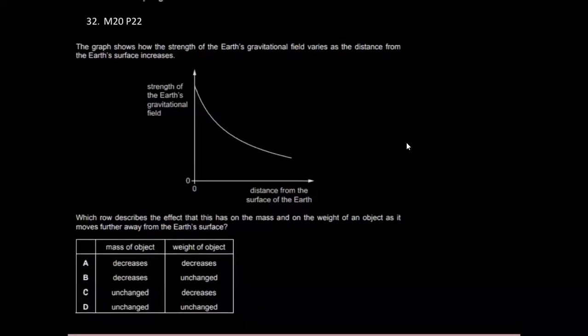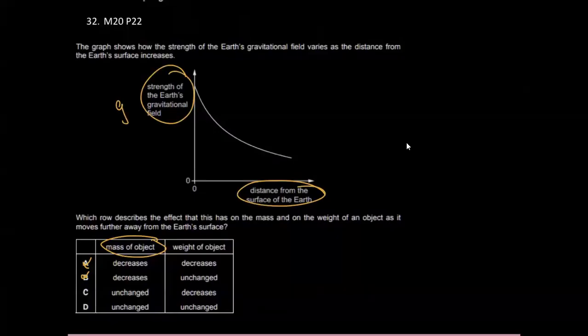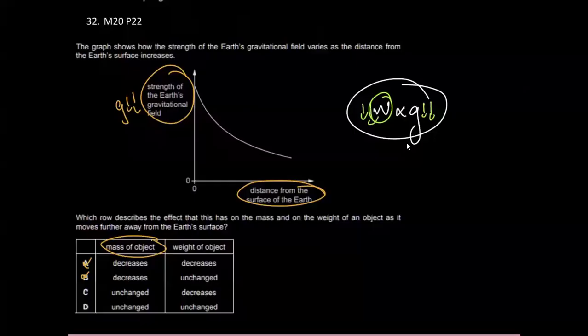32. I do not even need to read this question. I just know they're asking about the mass of an object. The mass of an object never changes. So I know the answer is either C or D. And as the distance from the Earth increases, the strength of Earth's gravitational field is decreasing. So if g is decreasing and we know that weight is directly proportional to g, so what will happen, kiddos? If g is decreasing, weight will also decrease. So the answer is C.